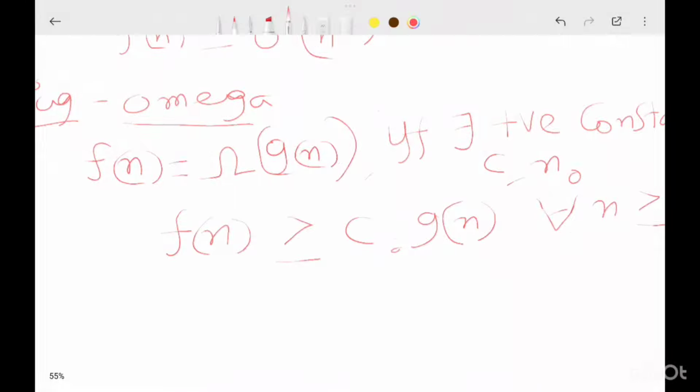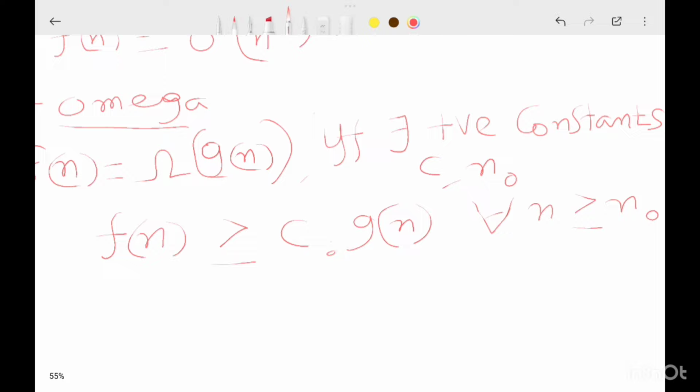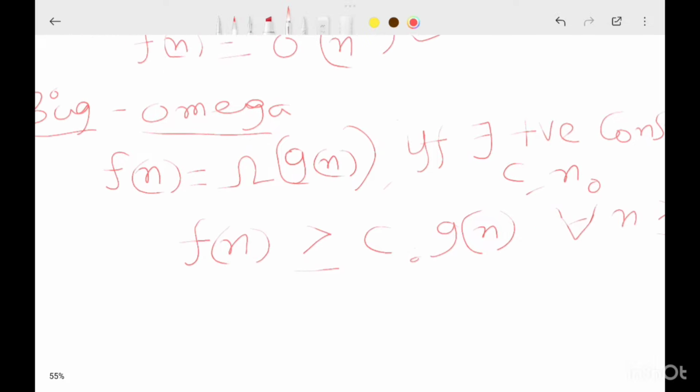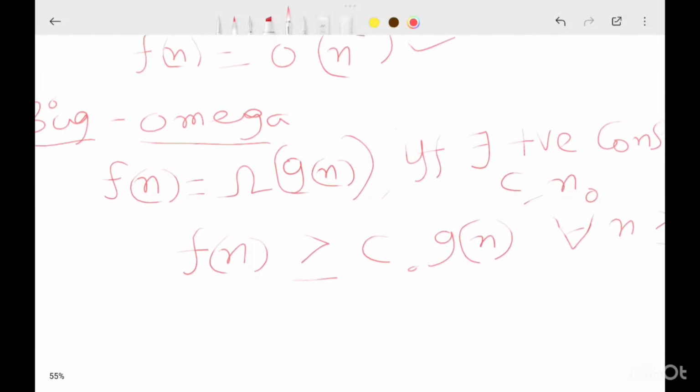The f of n should be greater than or equal to c into g of n for all values of n which is greater than or equal to n0. So this is the definition of big omega notation.